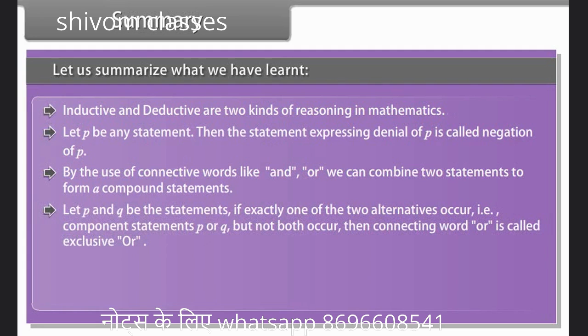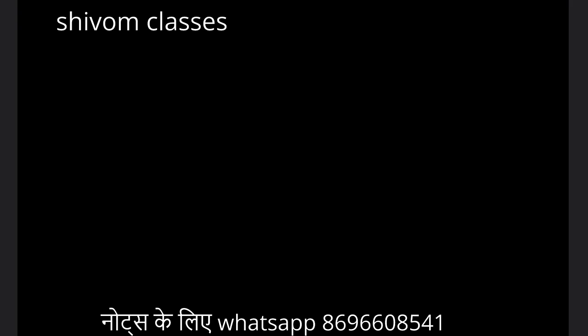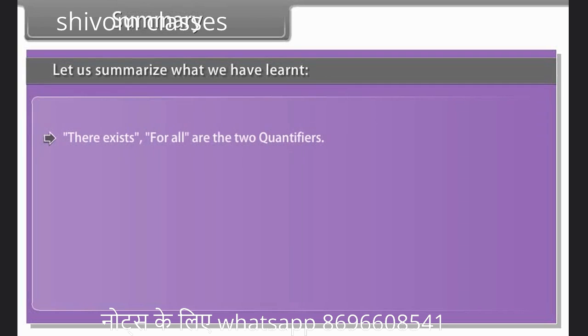Let P and Q be the statements. If exactly one of the two alternatives occur, that is, component statements P or Q, but not both occur, then the connecting word or is called exclusive or. If at least one of the two alternatives occur, that is, component statements P or Q or both occur, then the connecting word or is called inclusive or. There exists and for all are the two quantifiers.